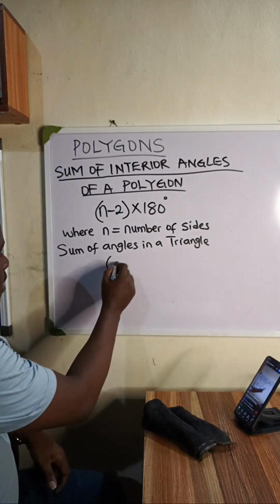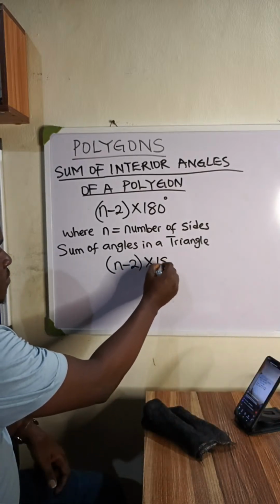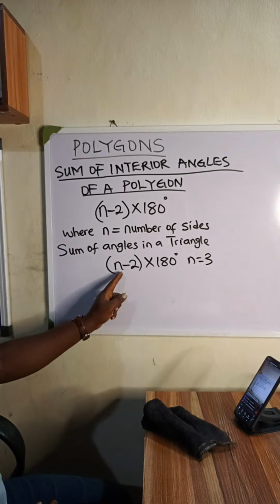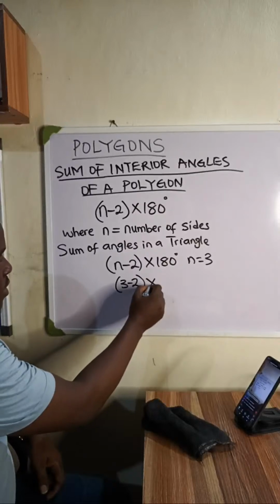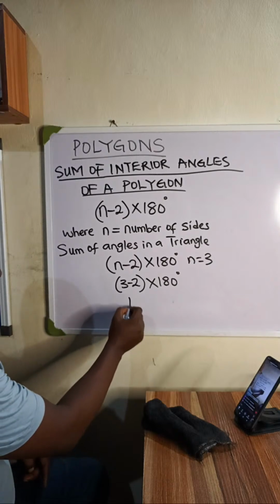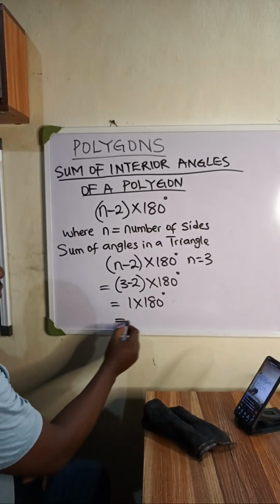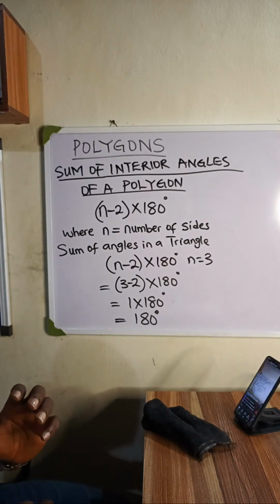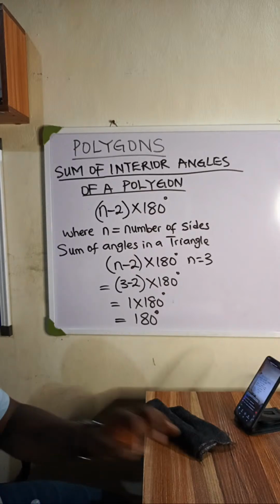So we know that n minus 2 times 180, where n is equal to 3. So we are going to replace n with 3. So we have 3 minus 2 times 180 degrees. And 3 minus 2 is going to give us 1. So we have 1 times 180 degrees. And that will give us 180 degrees. So that means the sum of angles in a triangle is equal to 180 degrees.